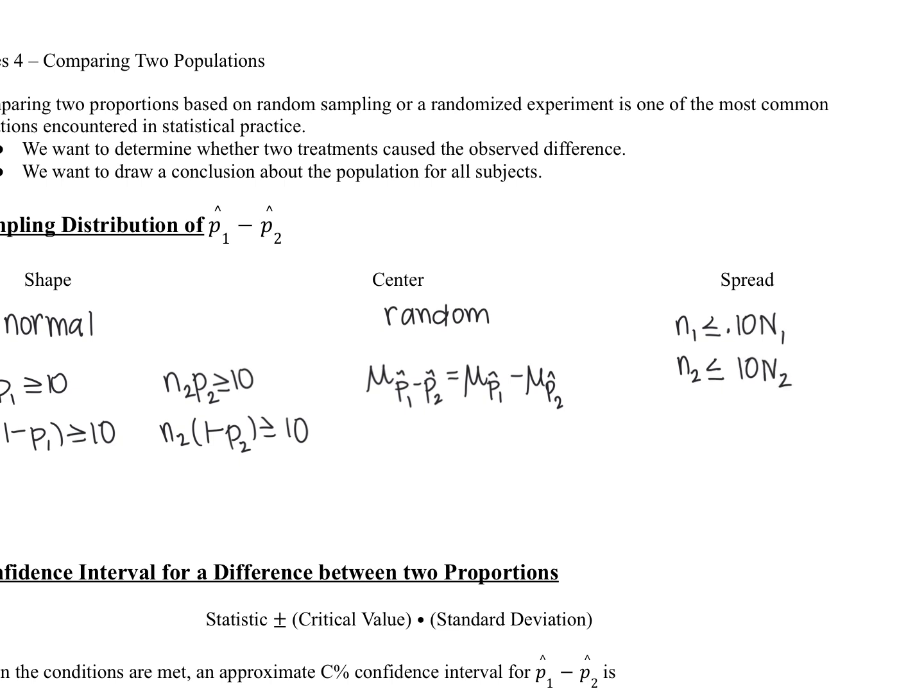And as long as that independence condition was met, we said the standard deviation of P1 hat minus P2 hat was equal to the square root of P1 times 1 minus P1 all over N1 plus P2 times 1 minus P2 all over N2. I'm not going to make you check conditions for a difference in proportions for a confidence interval or a significance test. But again, you will still have to know the conditions in case of a multiple choice question.